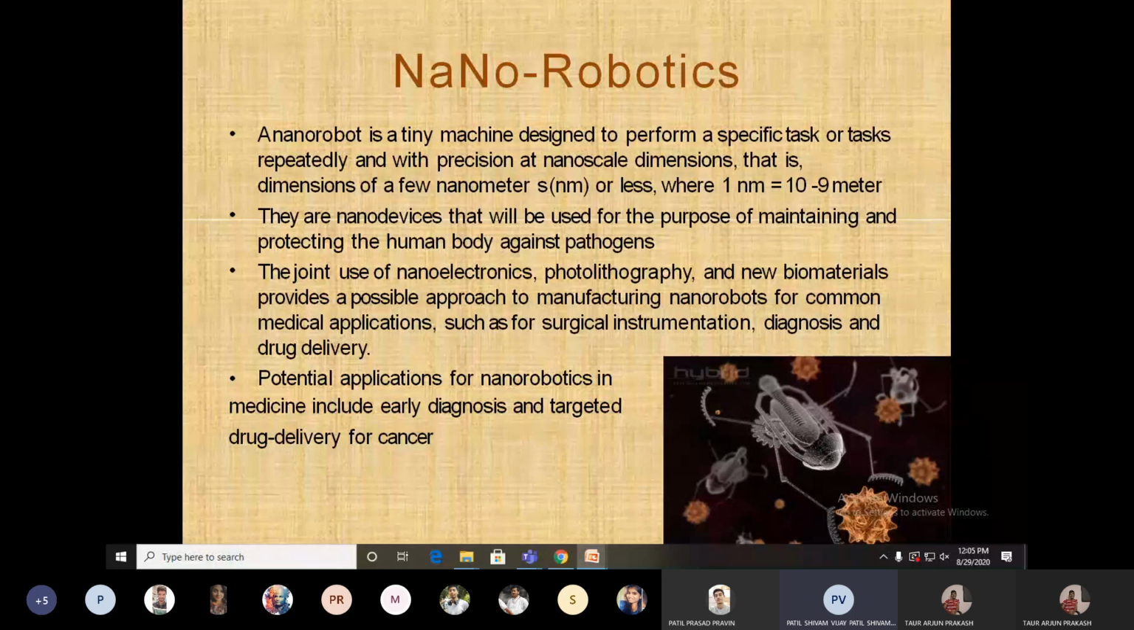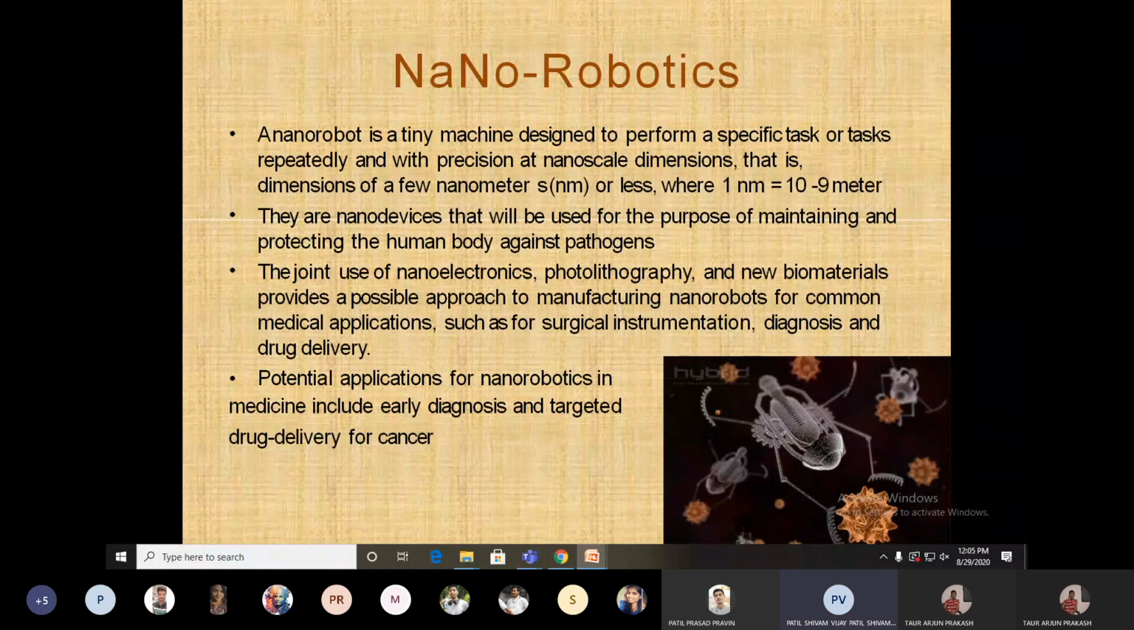Nano-robotics. A nanorobot is a tiny machine designed to perform a specific task or tasks repeatedly and with precision at nanoscale dimensions. That is, dimensions of a few nanometers or less, where 1 nanometer is equal to 10 to the power minus 9 meter. They are nano devices that will be used for the purpose of maintaining and protecting the human body against pathogens.